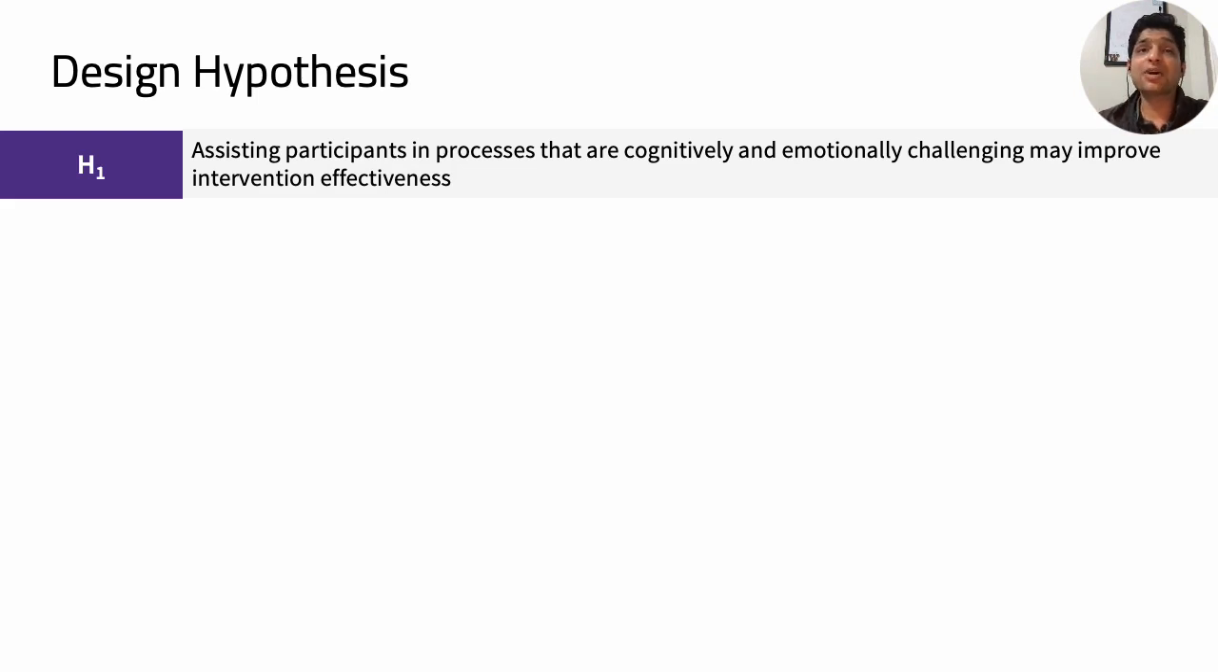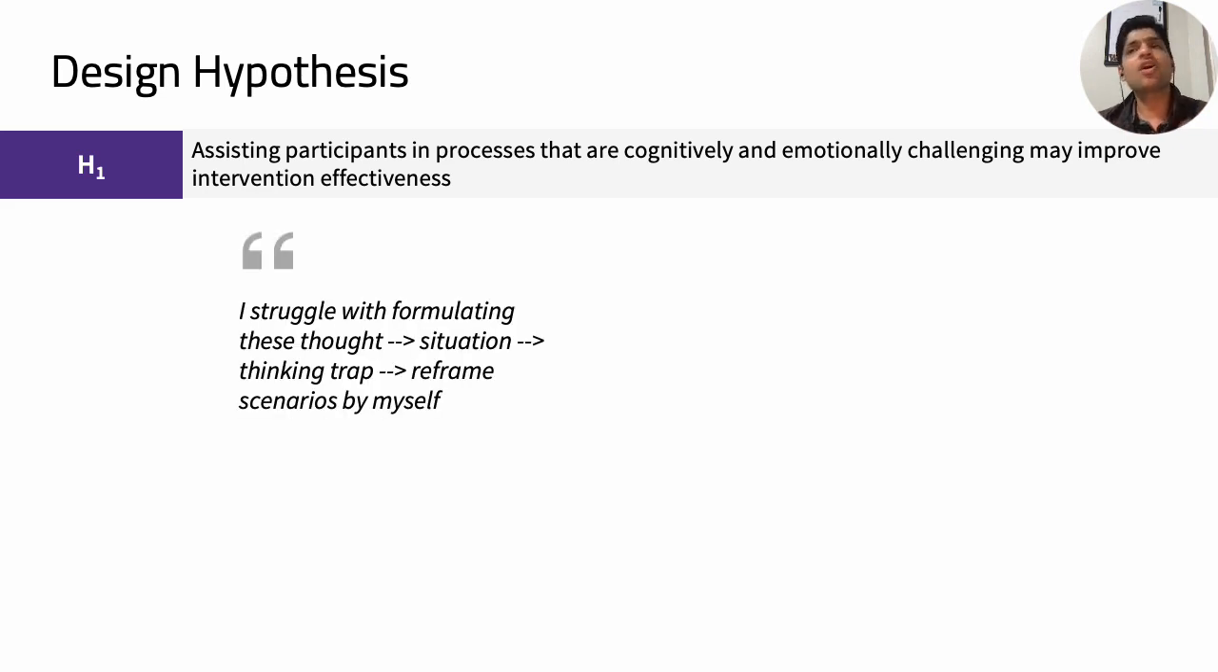So our first hypothesis was that assisting participants in processes that are cognitively challenging and emotionally triggering may improve the overall intervention effectiveness. So cognitive restructuring involves several steps, for instance, identifying your thinking traps, and such steps may be cognitively challenging and emotionally triggering for many people, something which psychotherapists have also shown in previous studies.